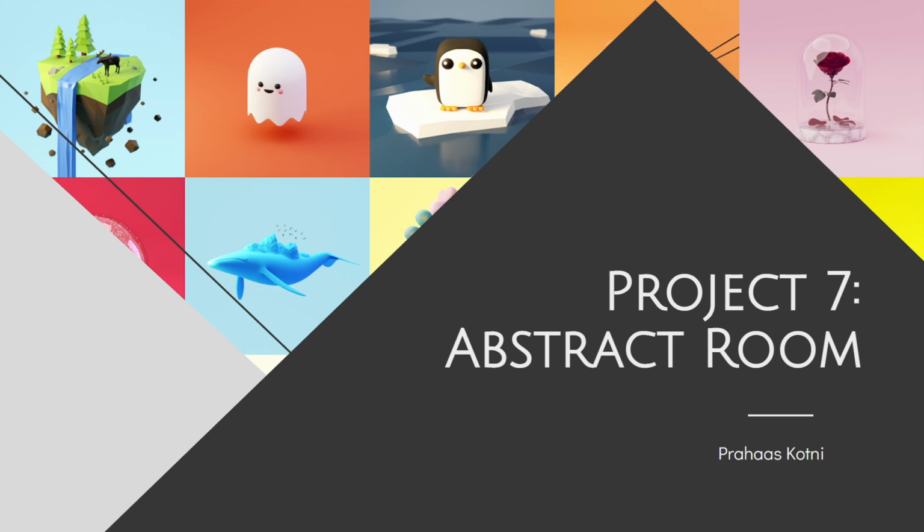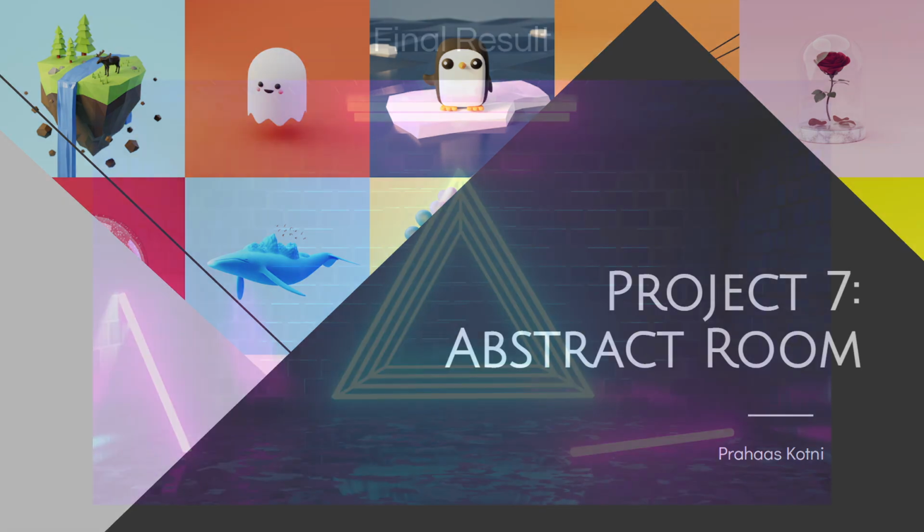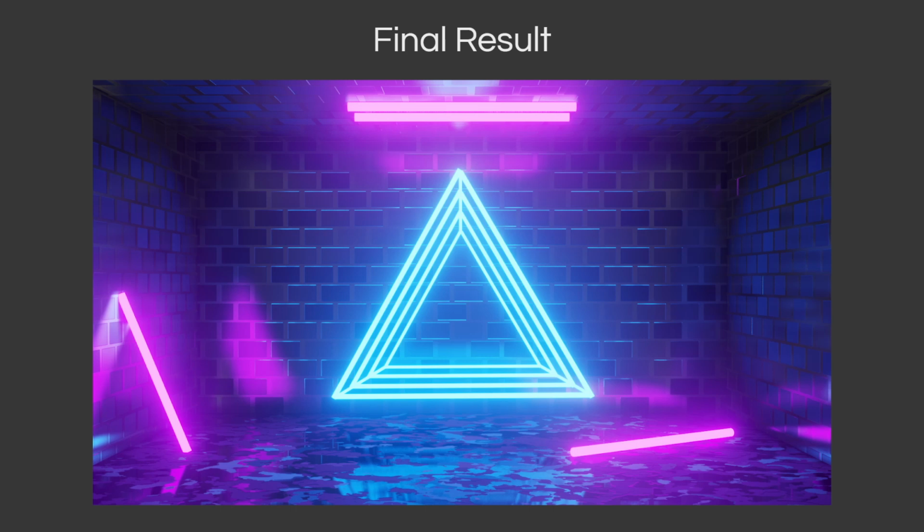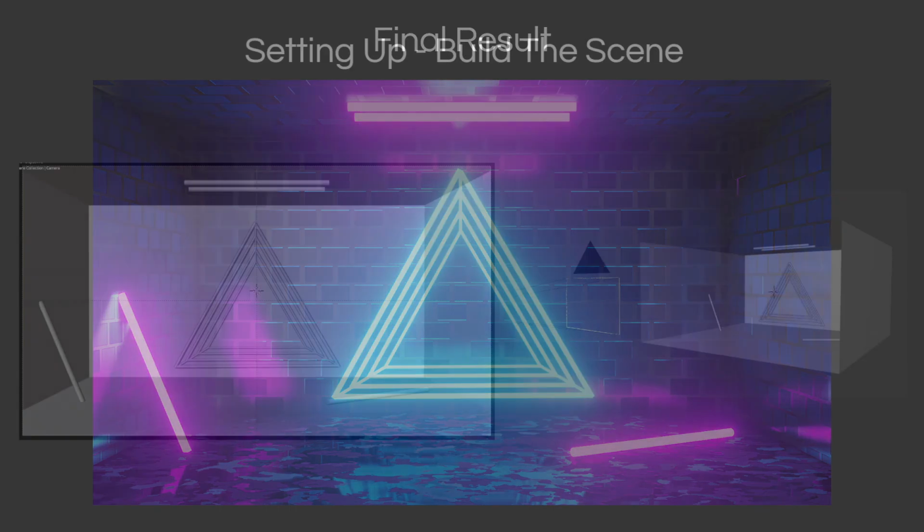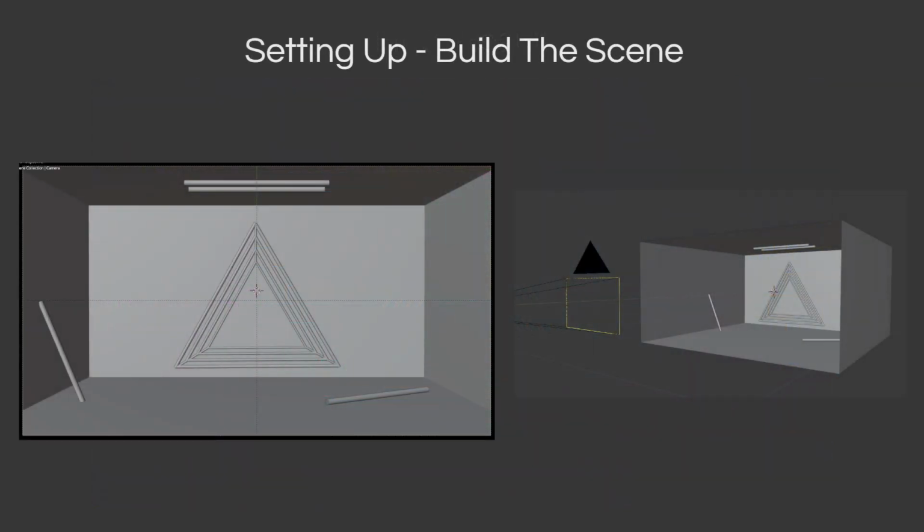In today's video, we're going to be making an abstract room using the shading tab and nodes. And this is how our final scene is going to look. So we're quickly going to model this scene right here before creating the shaders.